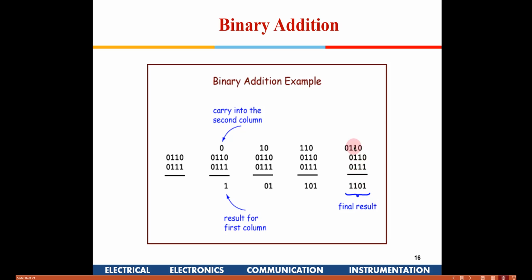0 1 1 is 0 here, and in this case the sum will be 0 and it will generate a carry, so I put a 1 there. 1 1 1 will give me 1 and it will generate a carry, and 1 0 0 is 1. So this is how we do binary addition.